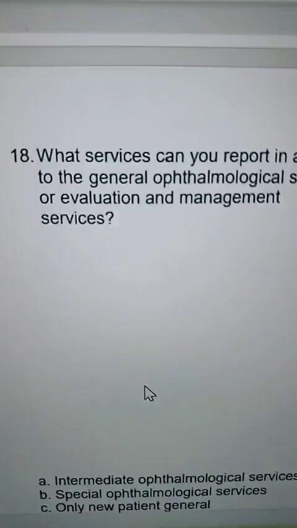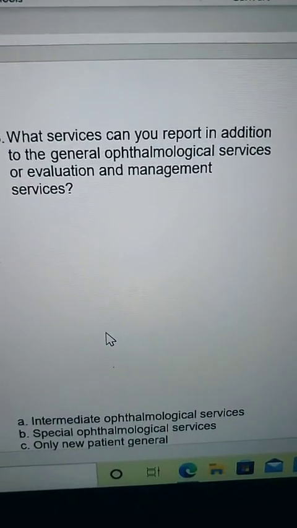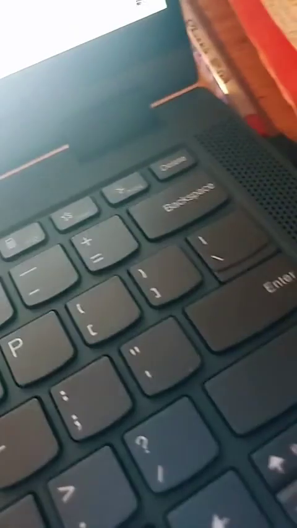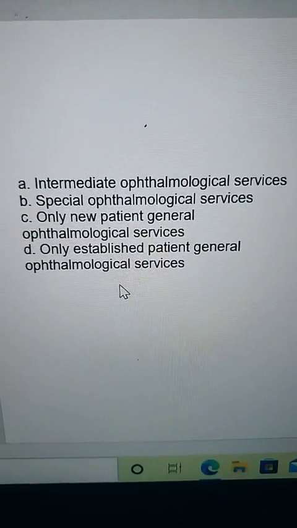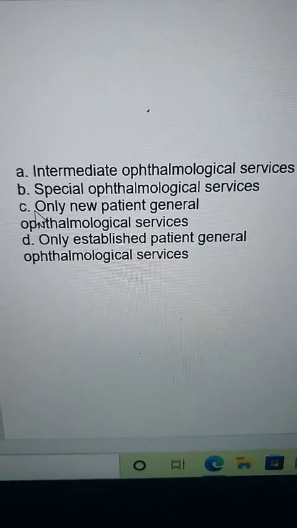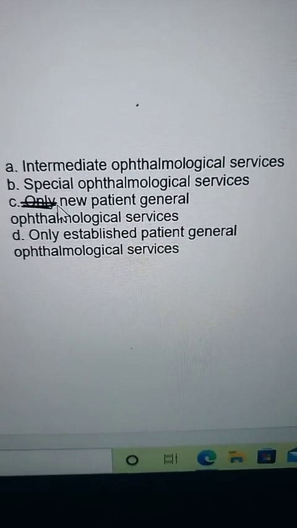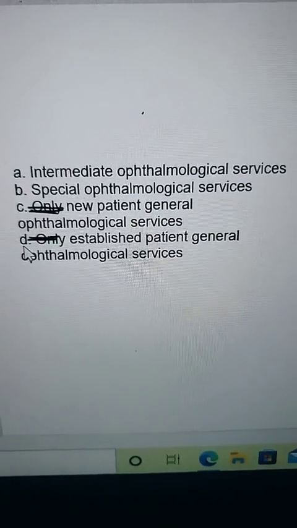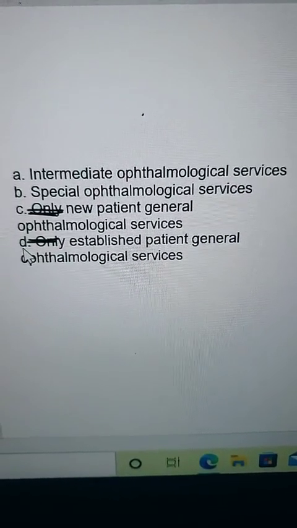How about this one? What service can you report in addition to general eye services or evaluation and management? What can you code with it? One thing I can tell you about AAPC, a lot of times, the word only or never, not always, but like 60% of the time, that means that's not the answer. Because there's never really any big, clear definites in coding like that.